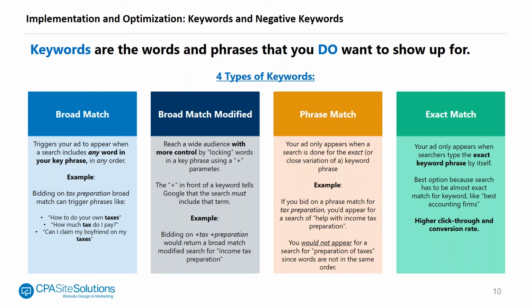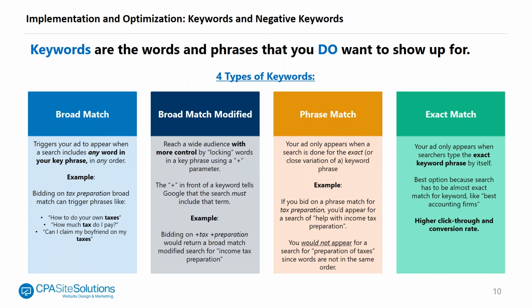Let's just say you decided you wanted to bid on the keyword tax preparation, and you had this as a broad match within your campaign and ad groups. In this instance, these are the different queries that your keyword could show on. You could show for how to do your own taxes, how much tax do I pay, can I claim my boyfriend on my taxes. You can see how some of those may not be as relevant as you want them to be.